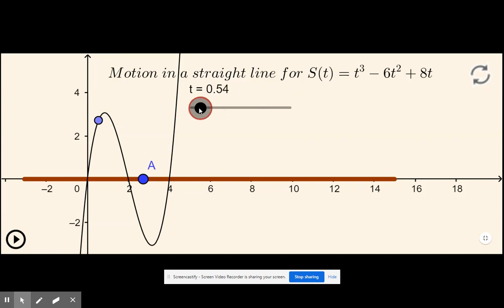You see how that changes? That's what we're looking for. And the reason that occurred is because what is the slope of the tangent line here? Positive. That means the velocity is positive, which means the particle's going to the right. Then, what's the slope of the tangent line?